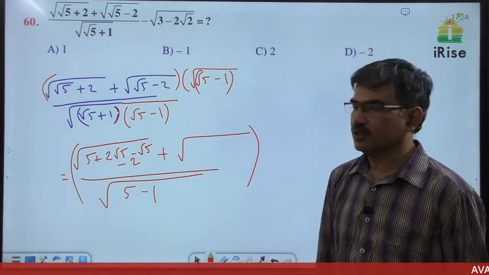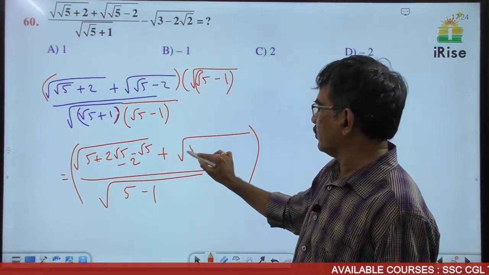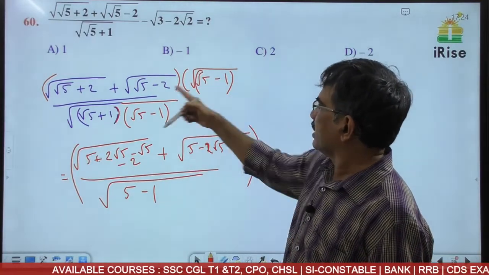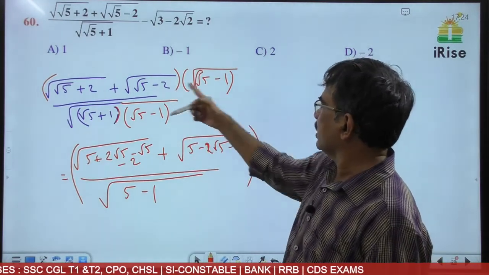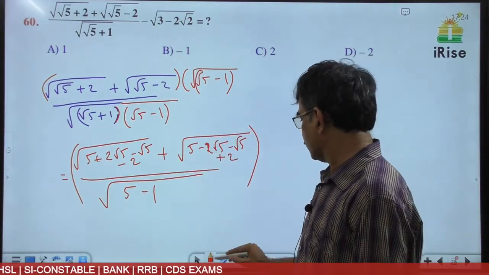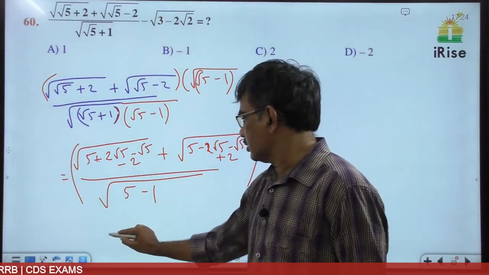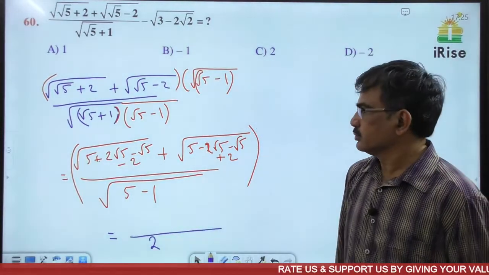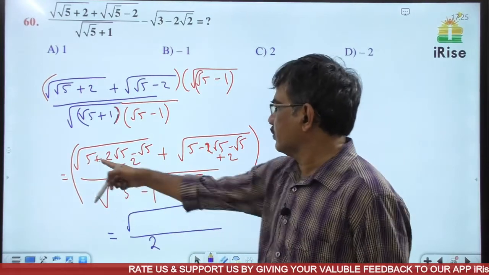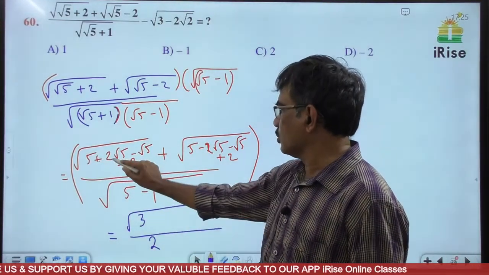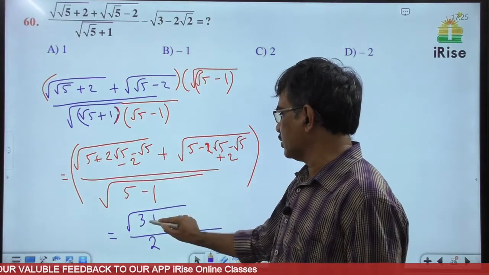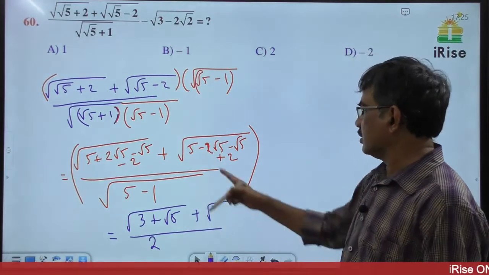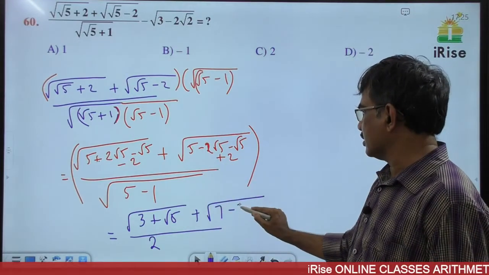So this is the first part. What is the second part? Root 5 into root 5, 5. Root 5 into 2, minus 2 root 5. Minus 1 into root 5, minus root 5. Minus 1 into minus 2, plus 2. Then the denominator can be written as root of 4, which is equal to 2. The first part: 5 minus 2 is 3, and 2 root 5 minus root 5 is root 5. Plus the second part: 5 plus 2, 7, minus 3 root 5.